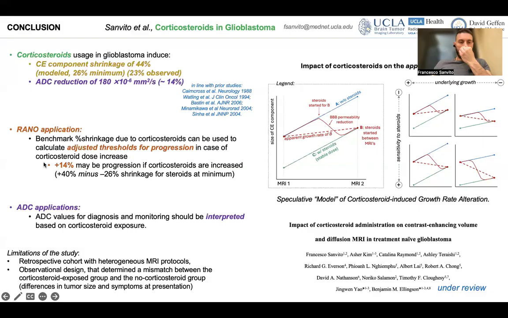The main application is that if we know what the shrinkage induced by corticosteroids is, we could adjust thresholds for progression in case of corticosteroid dose increase and not expect 40%, just like cases on stable corticosteroids. In terms of diffusion applications, the diffusion values could be interpreted more accurately if we know how much the corticosteroids changed those. This article is currently under review, and you could read it hopefully in the next weeks, months.